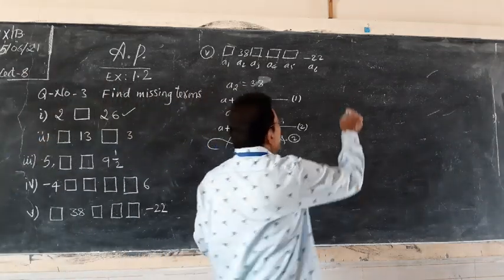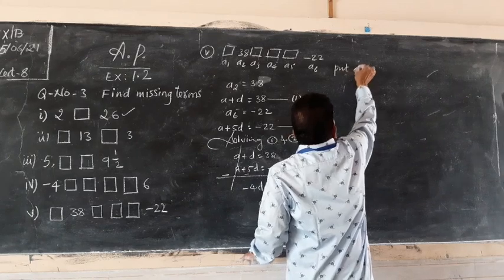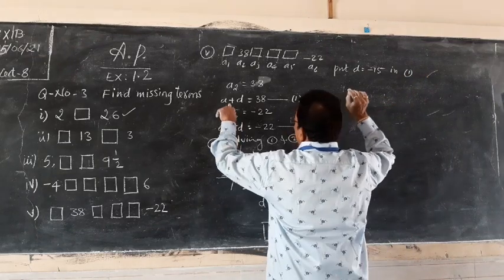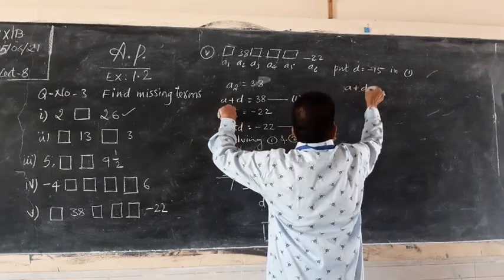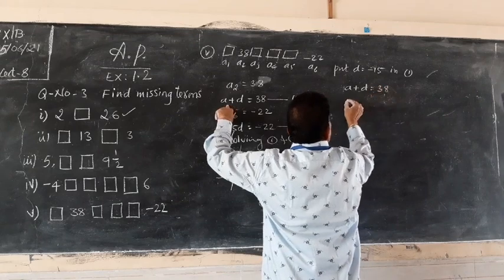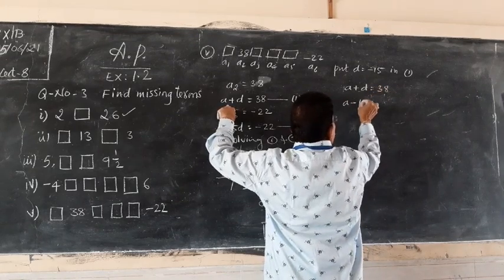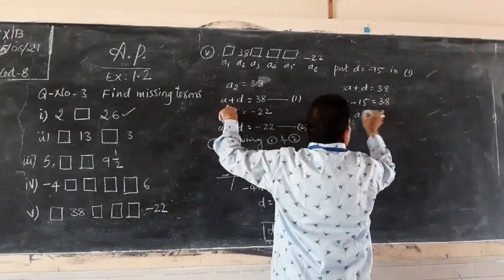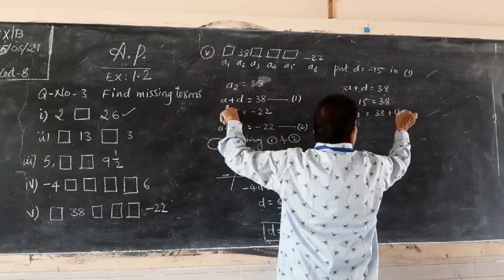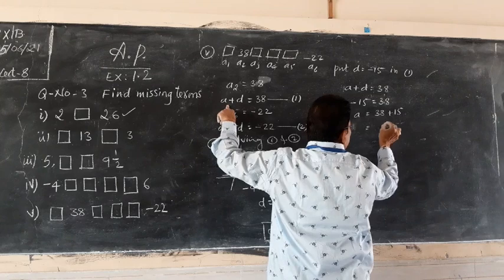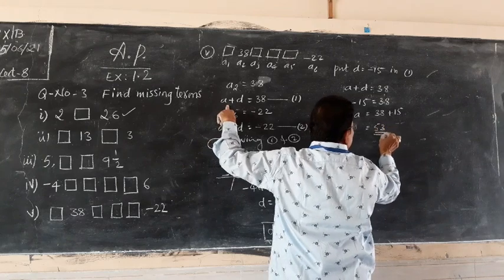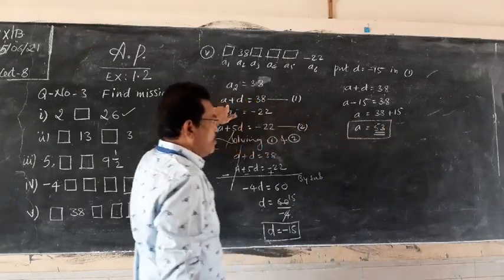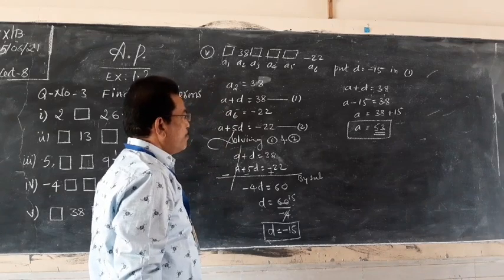Put d equals -15 in the first equation, a plus d equals 38. So a minus 15 equals 38. Therefore a equals 38 plus 15, that is 53. So a equals 53. Write down this much.